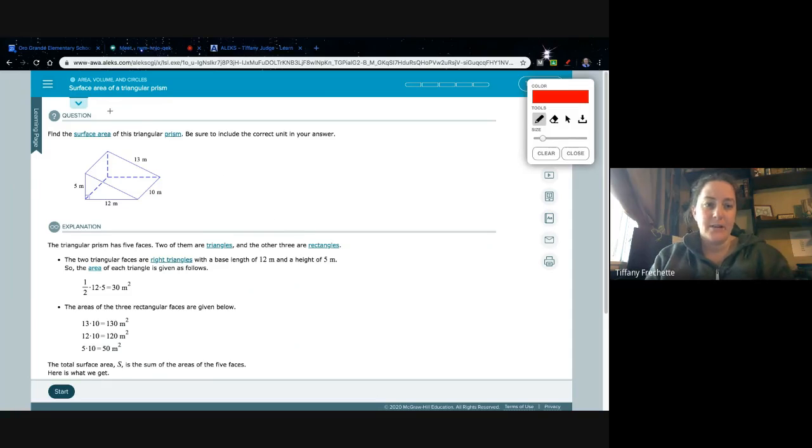Surface area of a triangular prism. All right, so when we're doing the surface area of any object, what we're doing is we're finding the area of each side and then adding them back together.